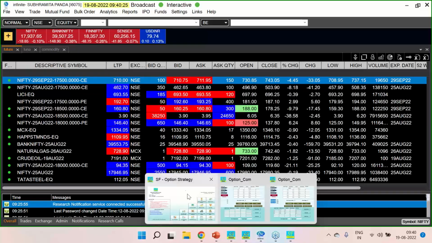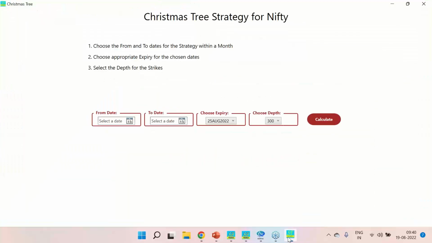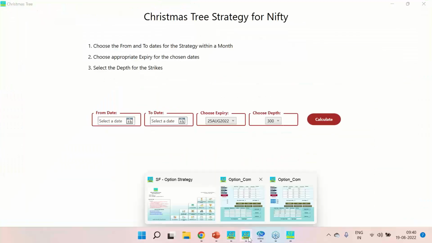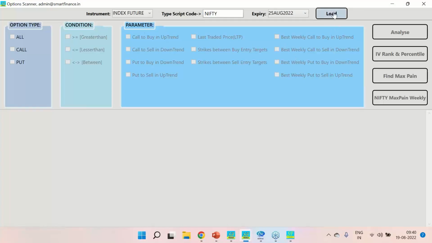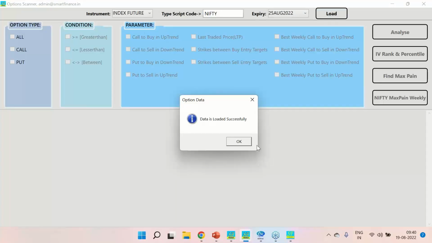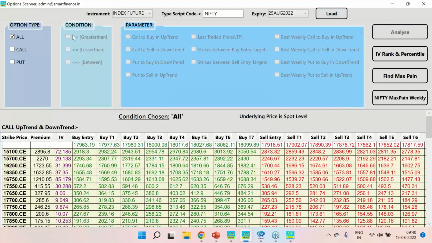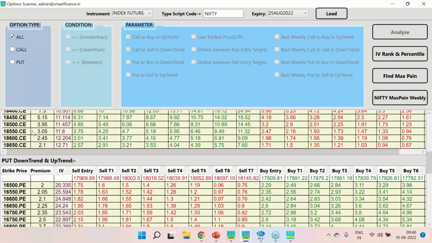So this is the Nifty and Bank Nifty studies we have done. Now if you want to do the option trade, here I suggest going for the option scanner. If you go for the option scanner, just load the data, and once the data is loaded, analyze, and all the tradable strikes have come.